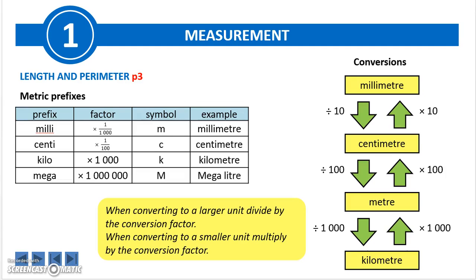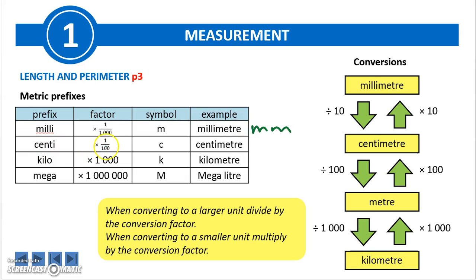The first thing in this measurement unit is we're going to just review some of our basic skills and our basic units, and so you need to turn to page 3 and we're going to look at length and perimeter. So if you have a look at the table there, we've just got some prefixes that we're going to go through. So the first one is a milli. Milli means 1/1000th of a metre.